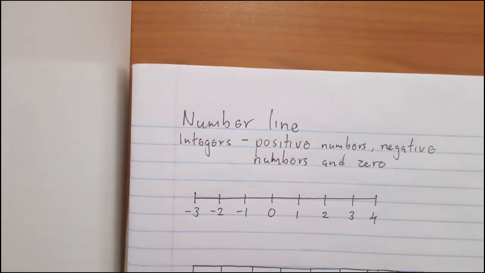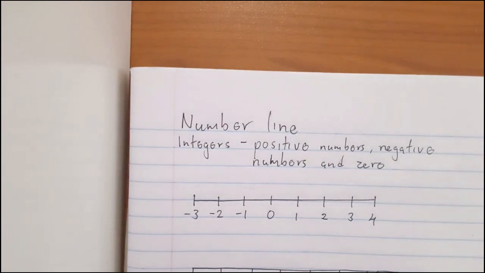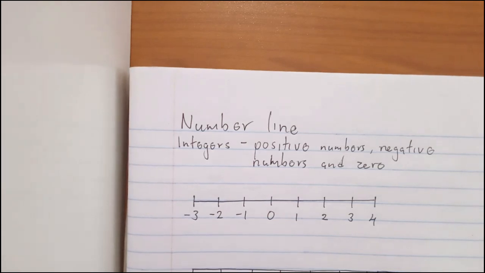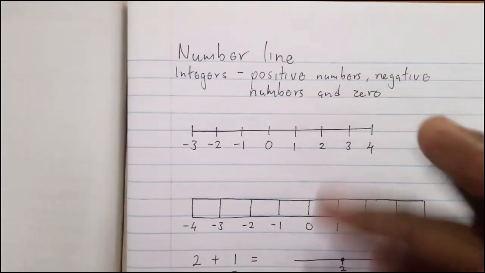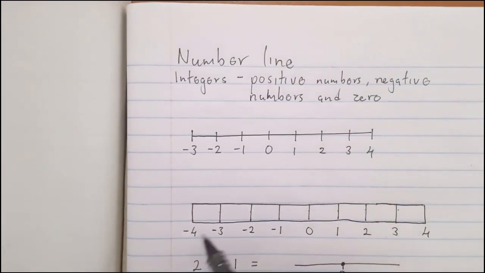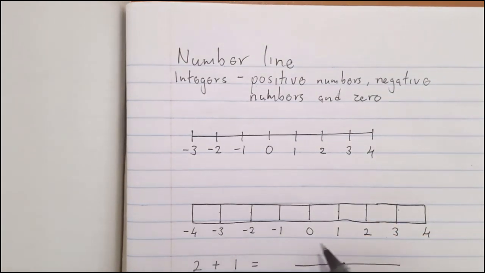And in the link you can find flashcards. You can download them and print. Find flashcards with the numbers from -4 all the way to 4, and you can cut them out and lay them out on the number line. So you will have your number line looking something of this sort.